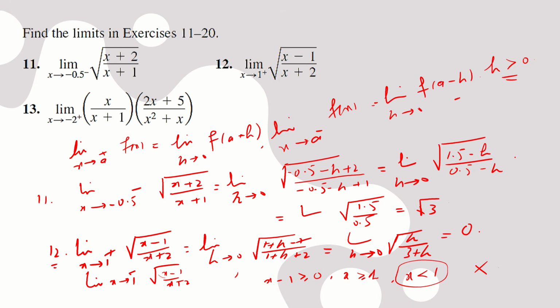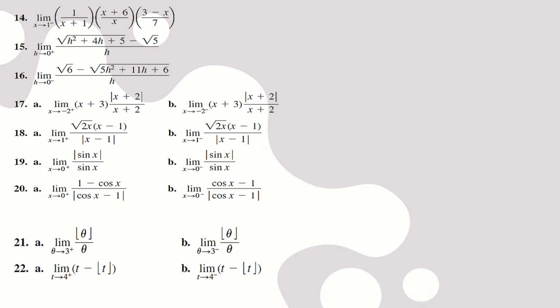I'll just ask you to pause the video for a while and do question number 13 yourself. Very straightforward है. इसमें again h goes to 0 and replacing x by minus 2 plus h everywhere, and then see what happens to the final limit. In question 14, the same thing. We are interested to find limit x goes to 1 from left side. So I would just ask to pause the video and solve this question again.